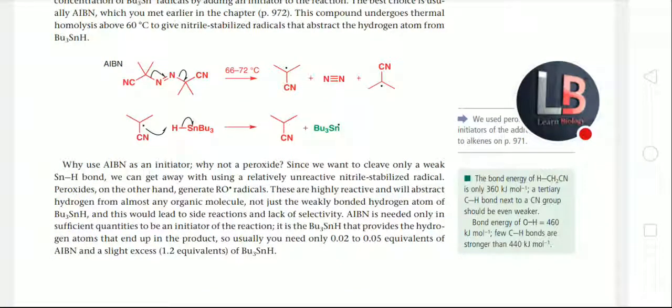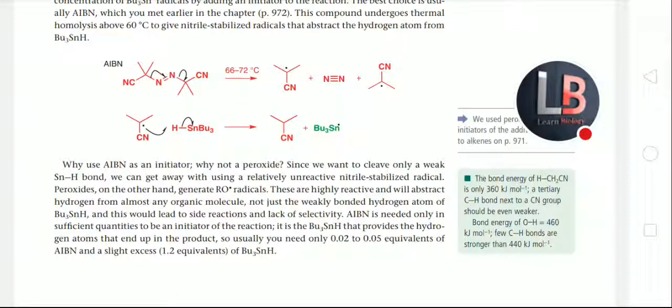So these are the arrows, please note the arrows. Why use AIBN as an initiator? Why not a peroxide? Since we want to cleave only the weak Sn-H bond, we can get away with using a relatively unreactive nitrile stabilized radical. Peroxide, on the other hand, generates RO• free radicals. These are highly reactive and will abstract hydrogen from almost any organic molecule, not just the weakly bonded hydrogen atom of the Bu3SnH, and this would lead to side reactions and lack of selectivity.